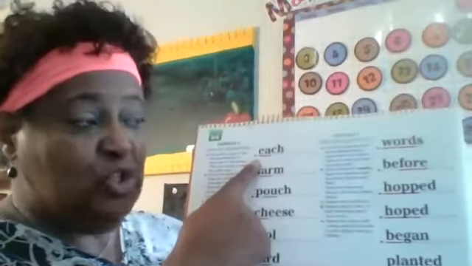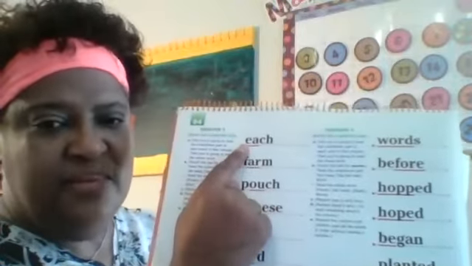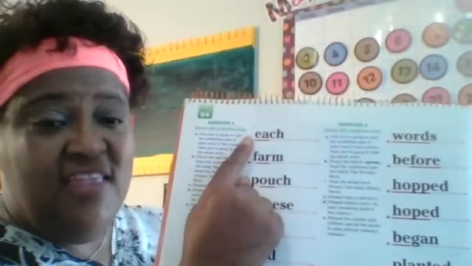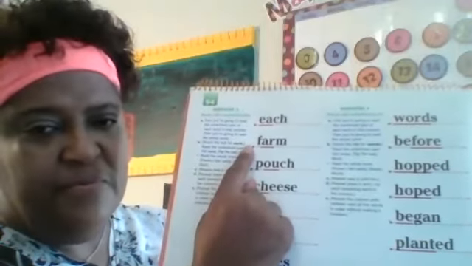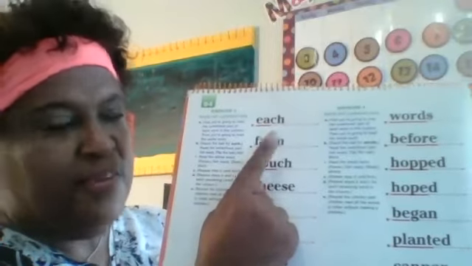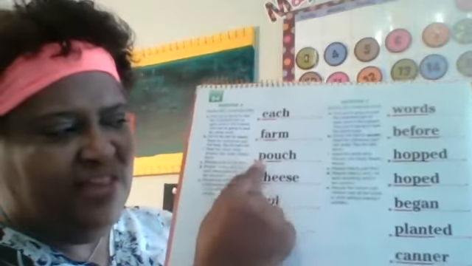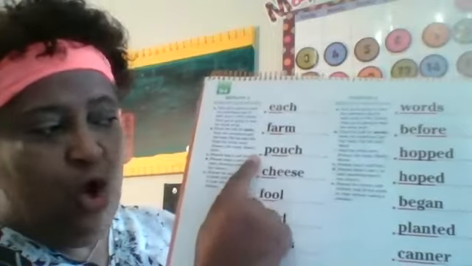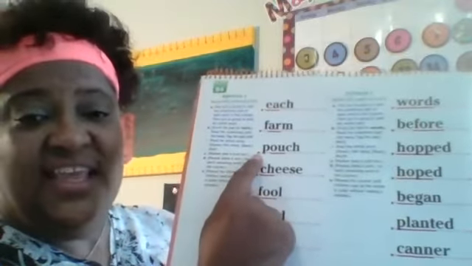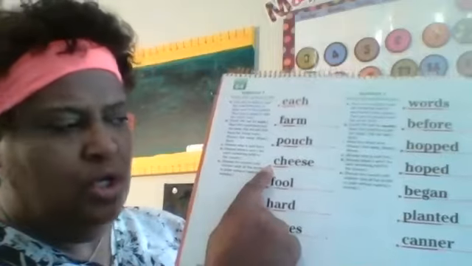Alrighty, now we're getting ready to go to the next page. First, you're going to read the underlined part, then you're going to read the whole word. Let's begin. Read the underlined part. Get ready. Yes, E. Read the whole word. Get ready. Yes, each. Next word, read the underlined part. Get ready. Yes, R. Read the whole word. Get ready. Yes, farm. Next word, read the underlined part. Get ready. Yes, owl. Read the whole word. Get ready. Yes, pouch. Next word, read the underlined part. Get ready. Yes, ch.